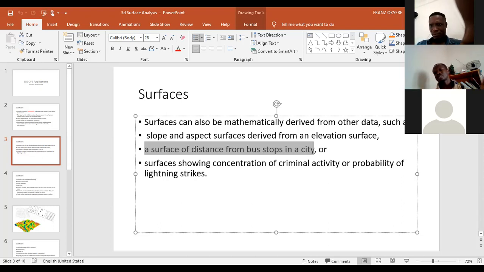Anyway, this time I'll go from the back. I see Patrick is the next person, but okay, I'll go to Isaiah again. Isaiah, based on my explanation of the surface of distances from bus stops, how would a surface showing concentration of criminal activity look?